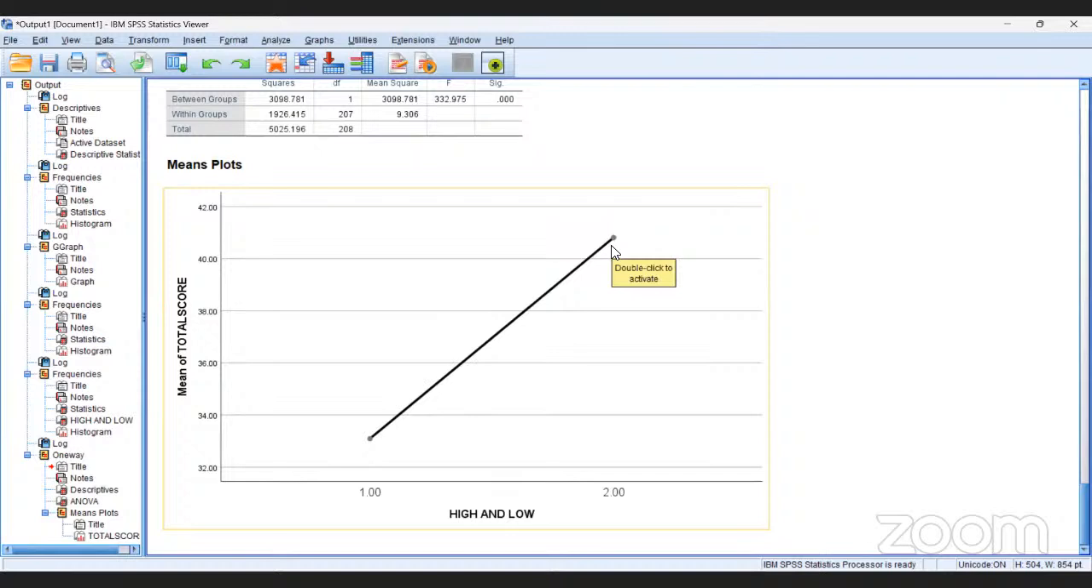So what we have understood is that in the case of ANOVA, we have to think about the nature of independent variables, that it will be categorical, and there are more than 30 people in each category.